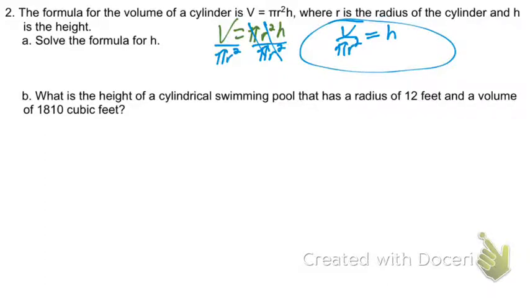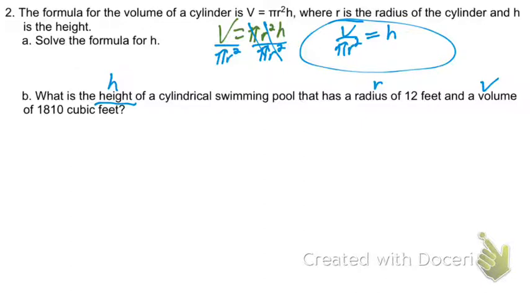Okay. Part B is where this comes in handy again. What if the height, what letter is height? H, of a cylindrical swimming pool, we were doing a cylinder, has a radius, what letter is radius? R, of 12 feet, and a volume, what letter is volume? V, of 1810 cubic feet. So we're asked to find what letter? H. Did we already conveniently solve for that letter in part A? Yeah.